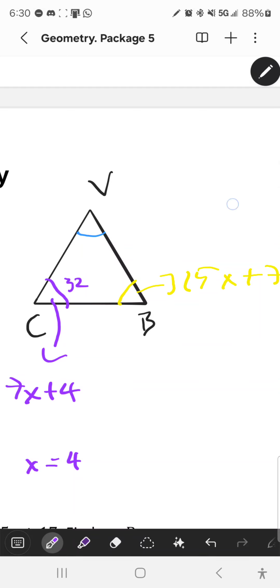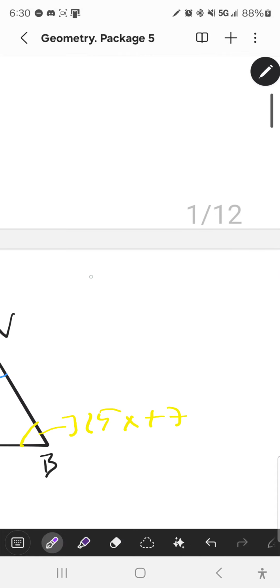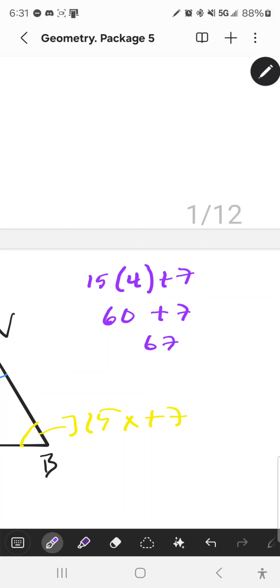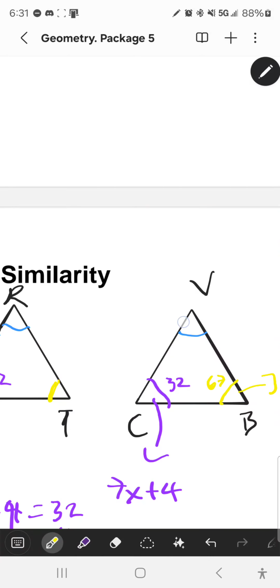To know the measure of B, we need to calculate large B. So I'm going to substitute my value of x. I'm going to say 15 times 4 plus 7. 15 times 4 is 60. 60 plus 7, 67. So this angle is 67.